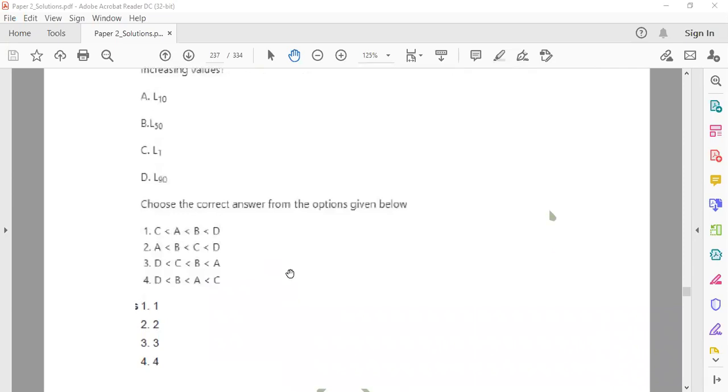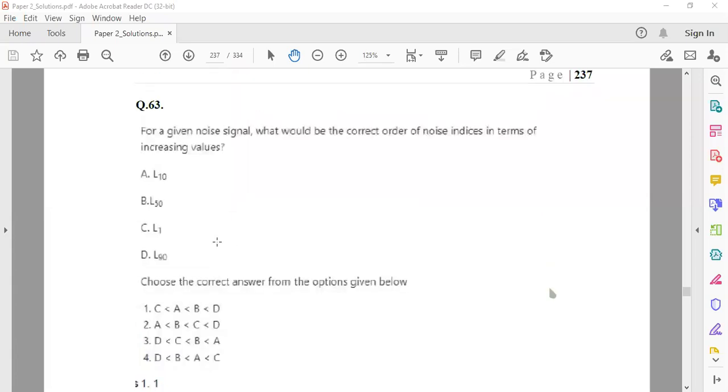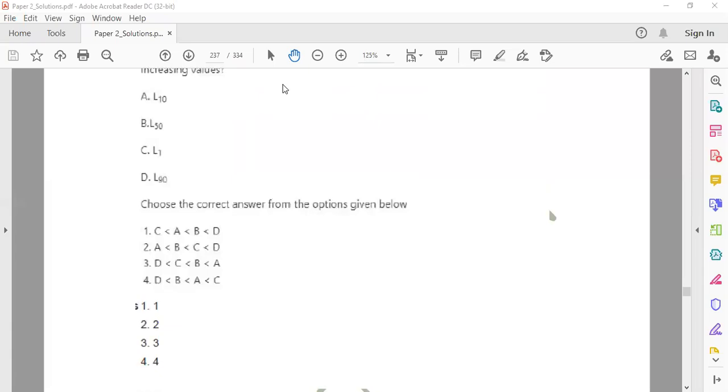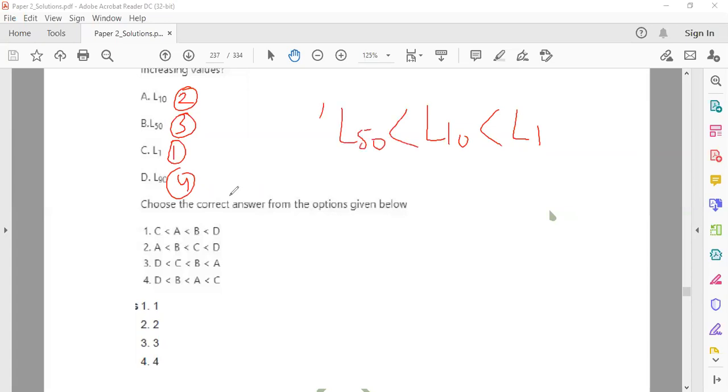here you have been given L1, L10, L50, L90, and we have to arrange them in increasing values. Arranging in increasing values is very easy, not tough. Number 1 goes to L1, number 2 goes to L10, number 3 goes to L50, and number 4 goes to L90. So if I go value wise, in the order they appear, L1 will have the highest magnitude value wise, followed by L10, followed by L50, followed by L90.